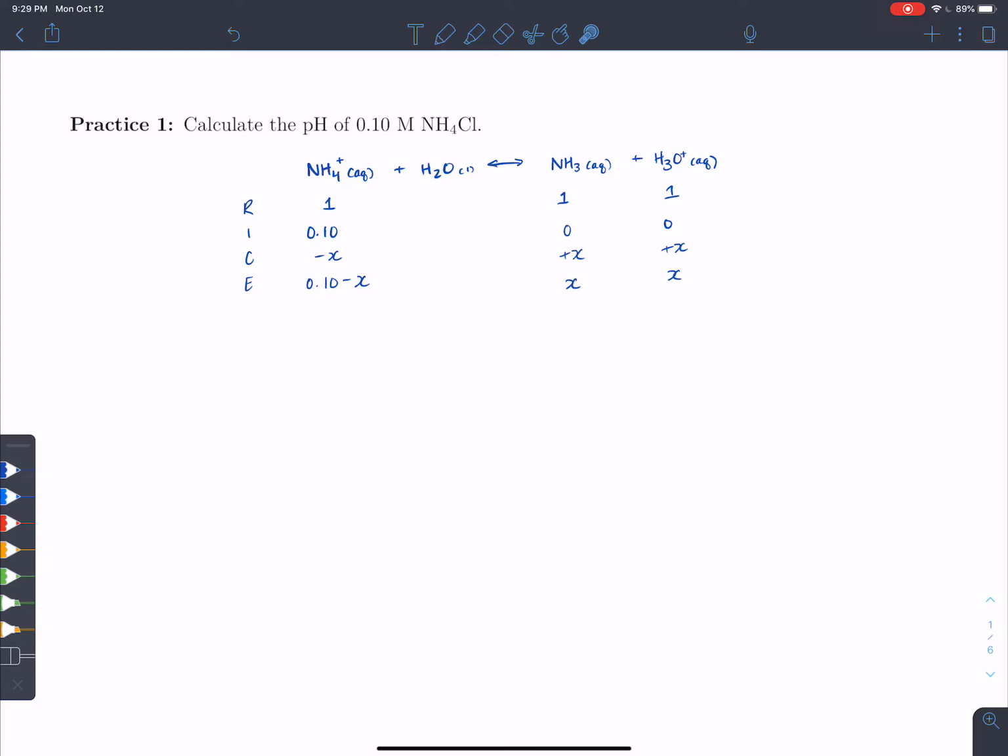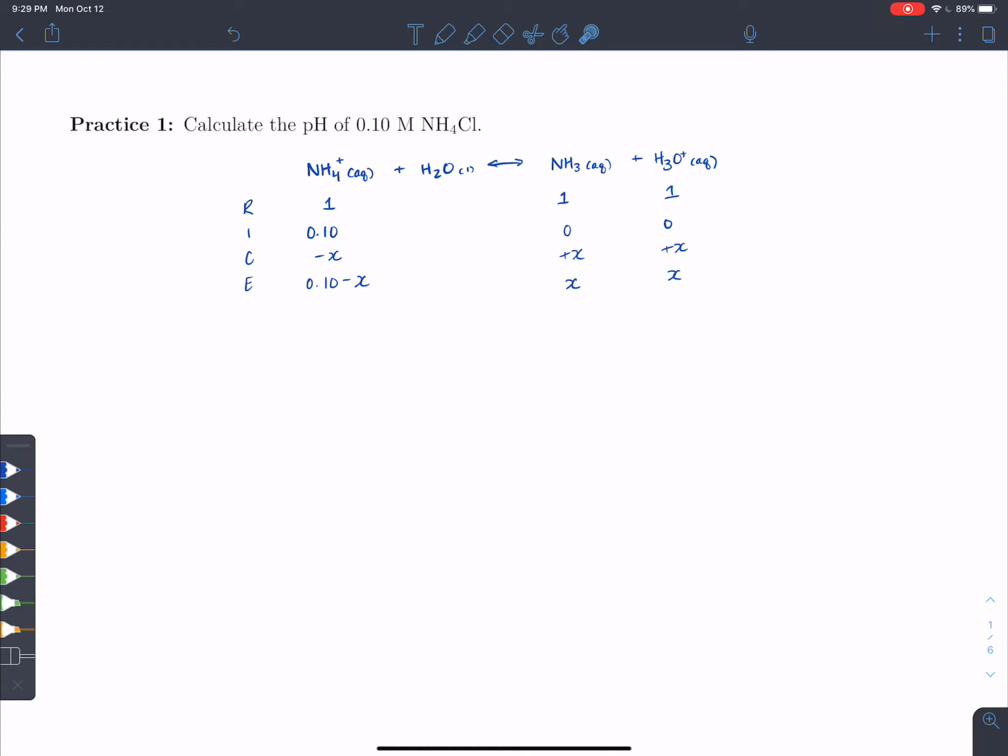Now, it's important to note that because we're dealing with a conjugate acid-base pair, the conjugate acid being my NH4 plus and the base being NH3, this acid-base pair basically differs by 1 proton. There's exactly 1 proton transfer from this conjugate acid to this conjugate base.